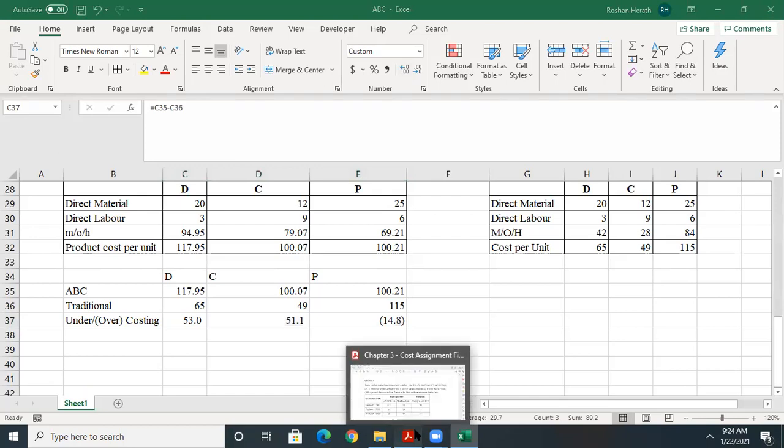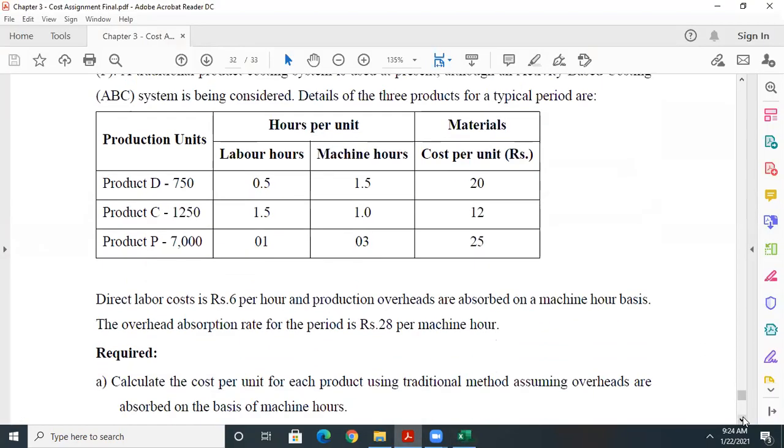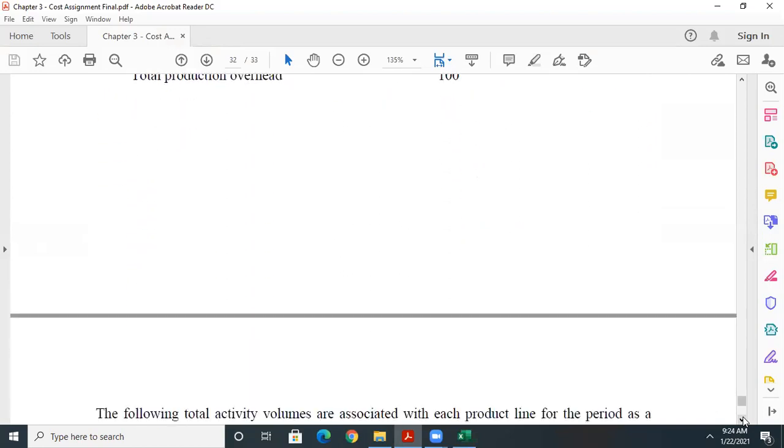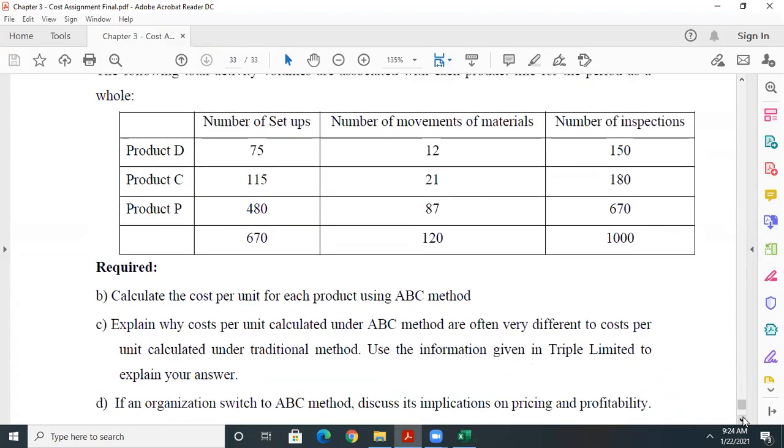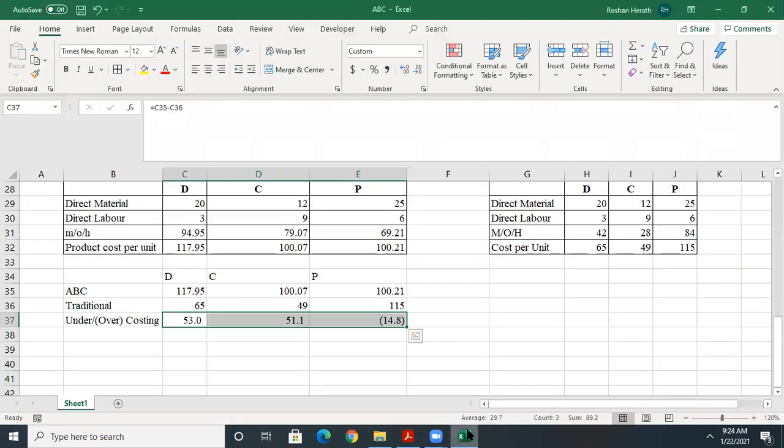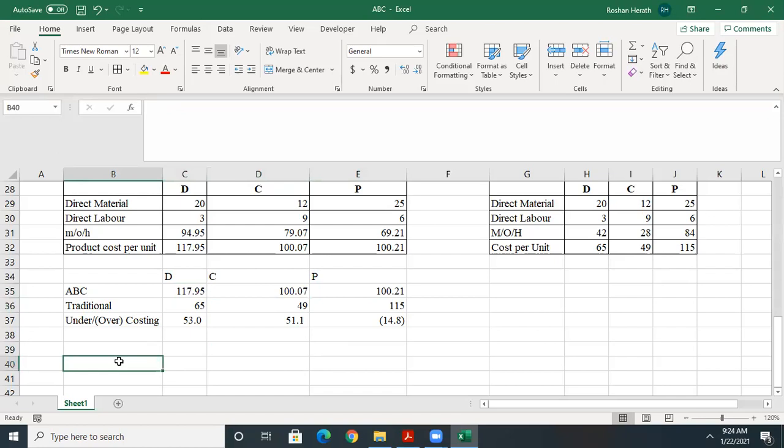Okay, let's look at what is the next requirement. The second one: explain why cost per unit calculated under the ABC method are often very different to cost per unit calculated under the traditional method. Use the information given in Triple Limited to explain your answer. Okay, we have used that information, but all we have to do is explain why something like this happens. Why is this cost that we have calculated under ABC different from the traditional costing system? What are the reasons?